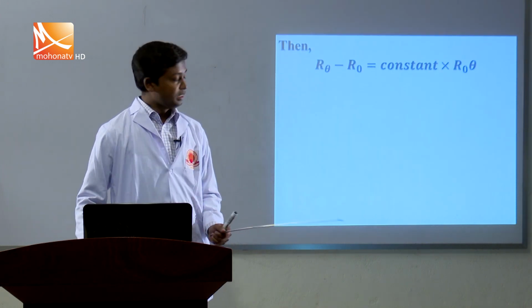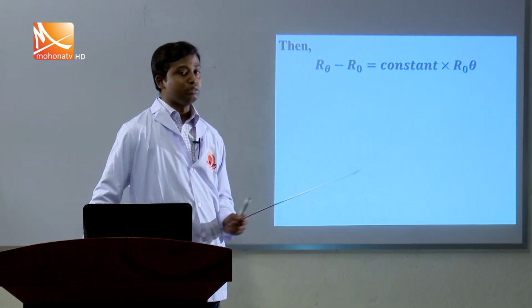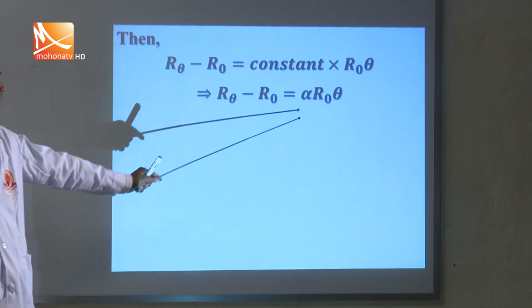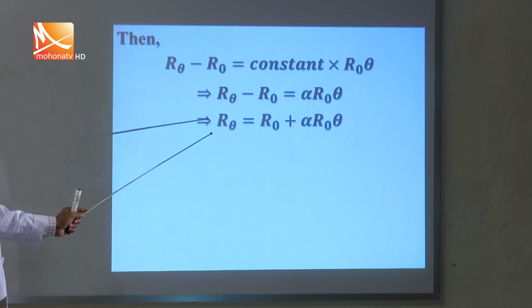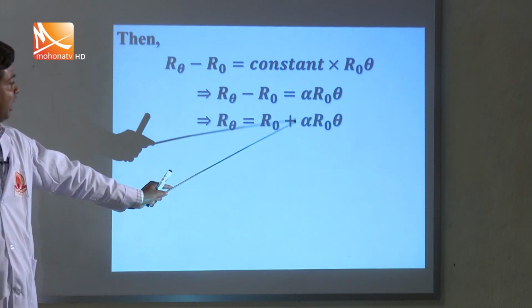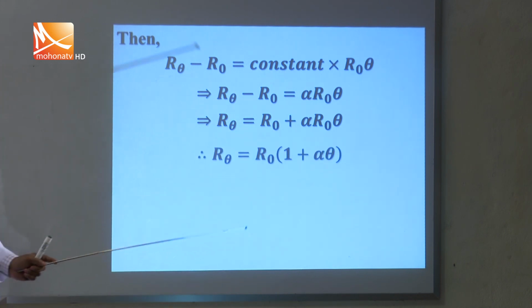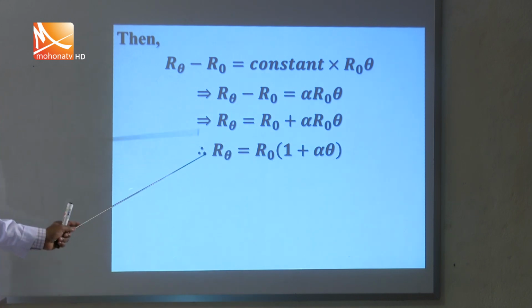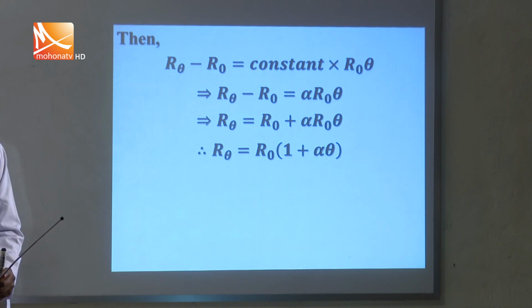Now we can write R theta minus R naught equals a constant into R naught theta. In this case, the constant is alpha. Then finally, mathematically you can write R theta equals R naught plus alpha R naught theta. So, this is the relation. In a simple way, you can write R theta equals R naught into 1 plus alpha theta. This is the relation of resistance with the increase of temperature, only for the conductor.